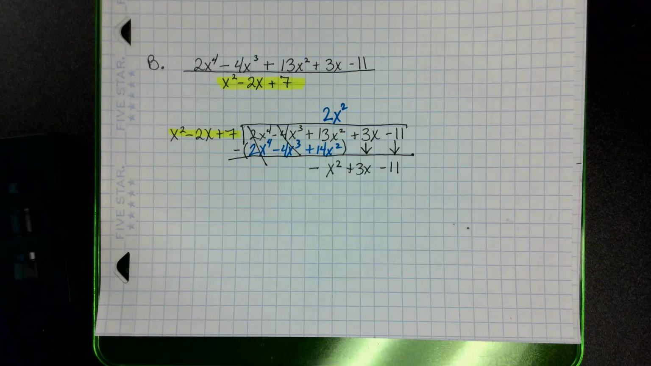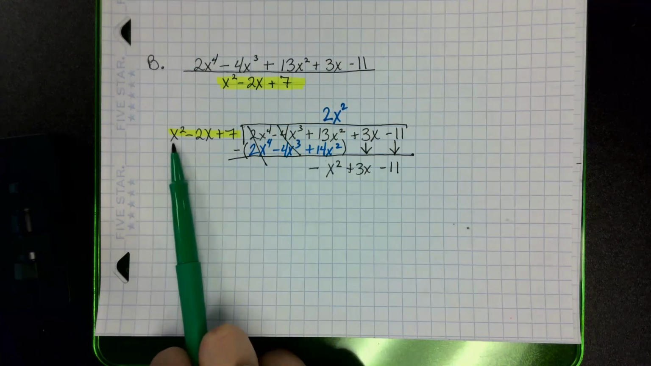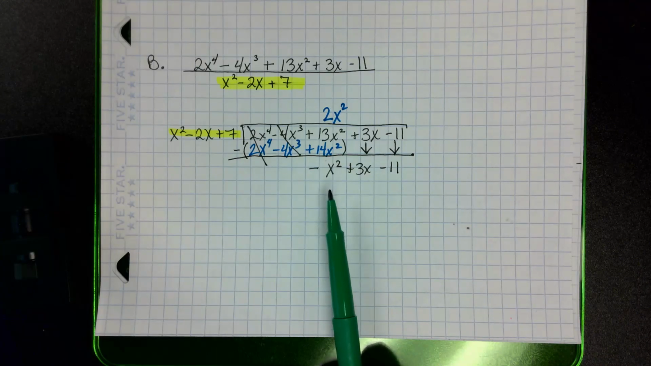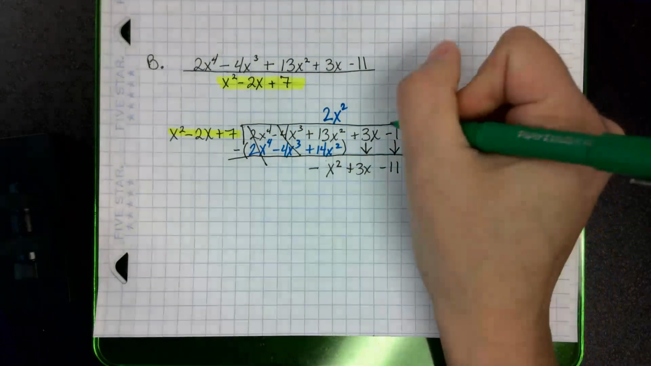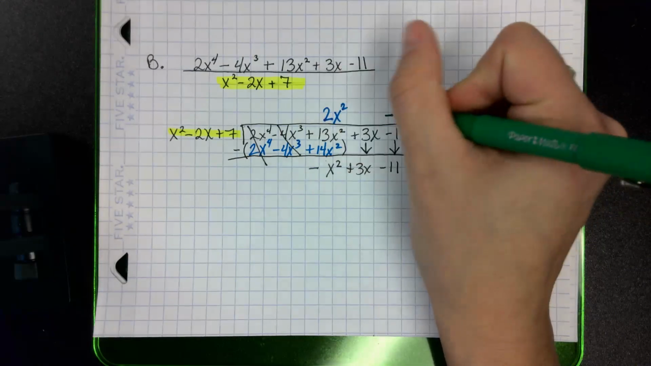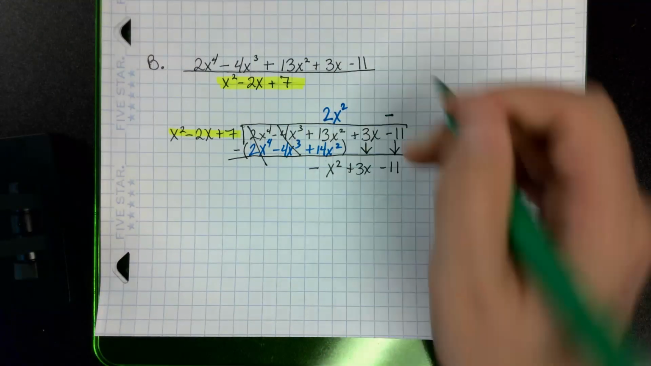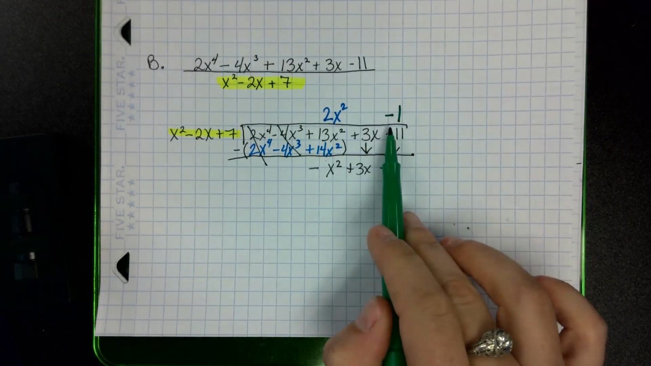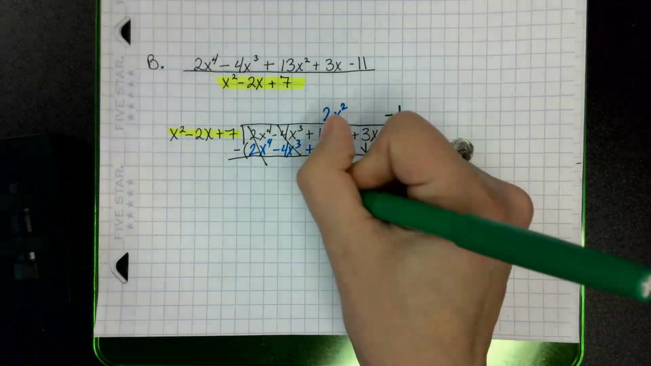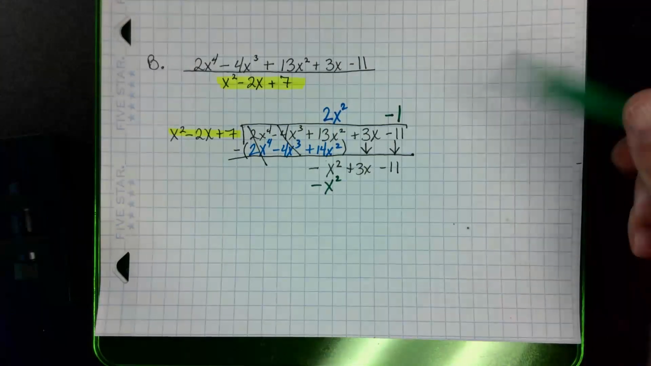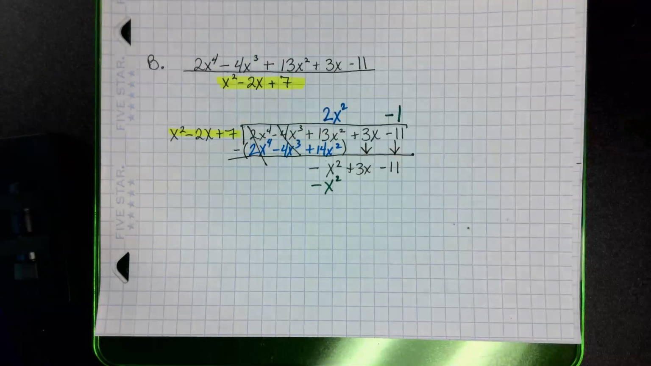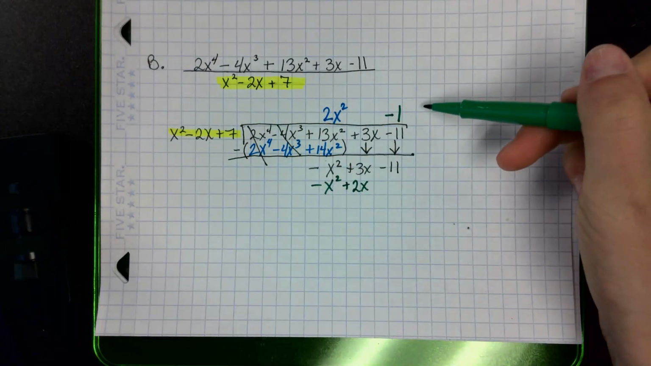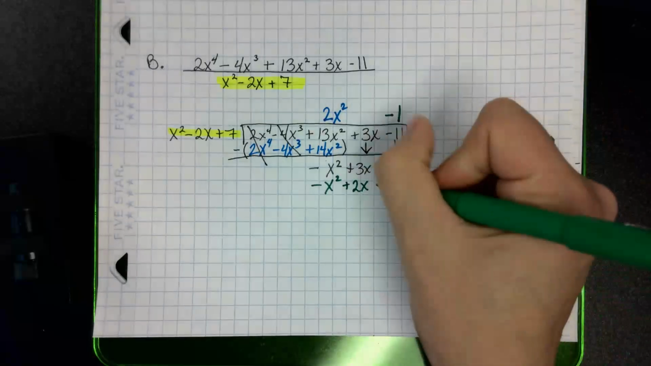You come back out to the far left. X squared times what gives me negative x squared? A negative 1. You can put your negative 1 right up next to the 2x squared if you want, but I like to keep them all in a line. So I have negative 1 times negative x squared is negative x squared. Negative 1 times negative 2x is positive 2x. Negative 1 times positive 7 gives me negative 7.